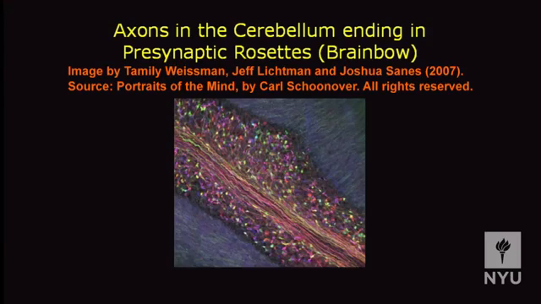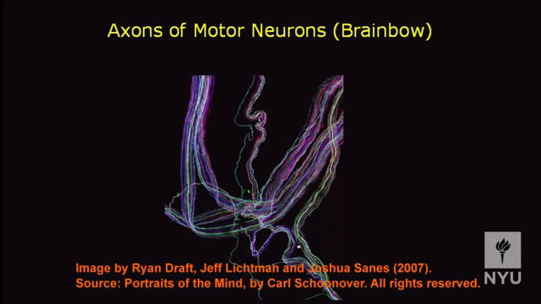But I'll just show you a couple of the really beautifully stunning pictures that you get with this brainbow technique. This is brainbow applied to the cerebellum, ending in presynaptic what's called rosettes. And so you can see lots of different cells have been labeled, and here are their axons, and these little puffs are the rosettes ending in the cerebellum. And here are axons of motor neurons that are all, again, colored with different colors of the brainbow, and you see all of their axons going down.